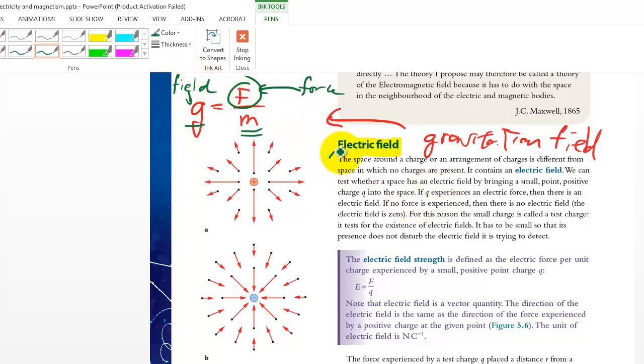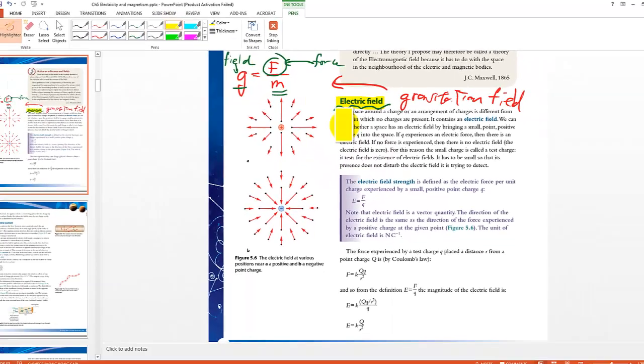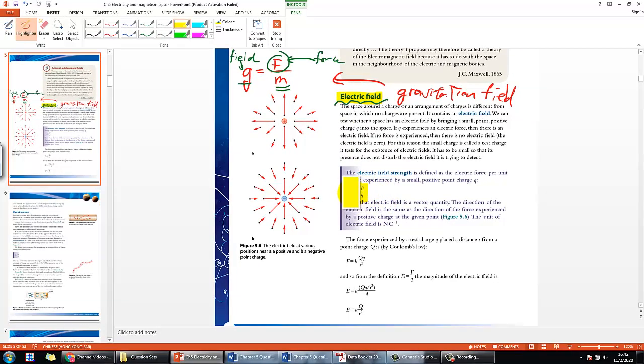Similarly, for electrical field, or electric field simply, we have something similar. So the symbol is E equals F over Q. So if gravitational field is acting on the mass, then electric field depends on whether you are having charge. Okay, so again, very symmetrical.